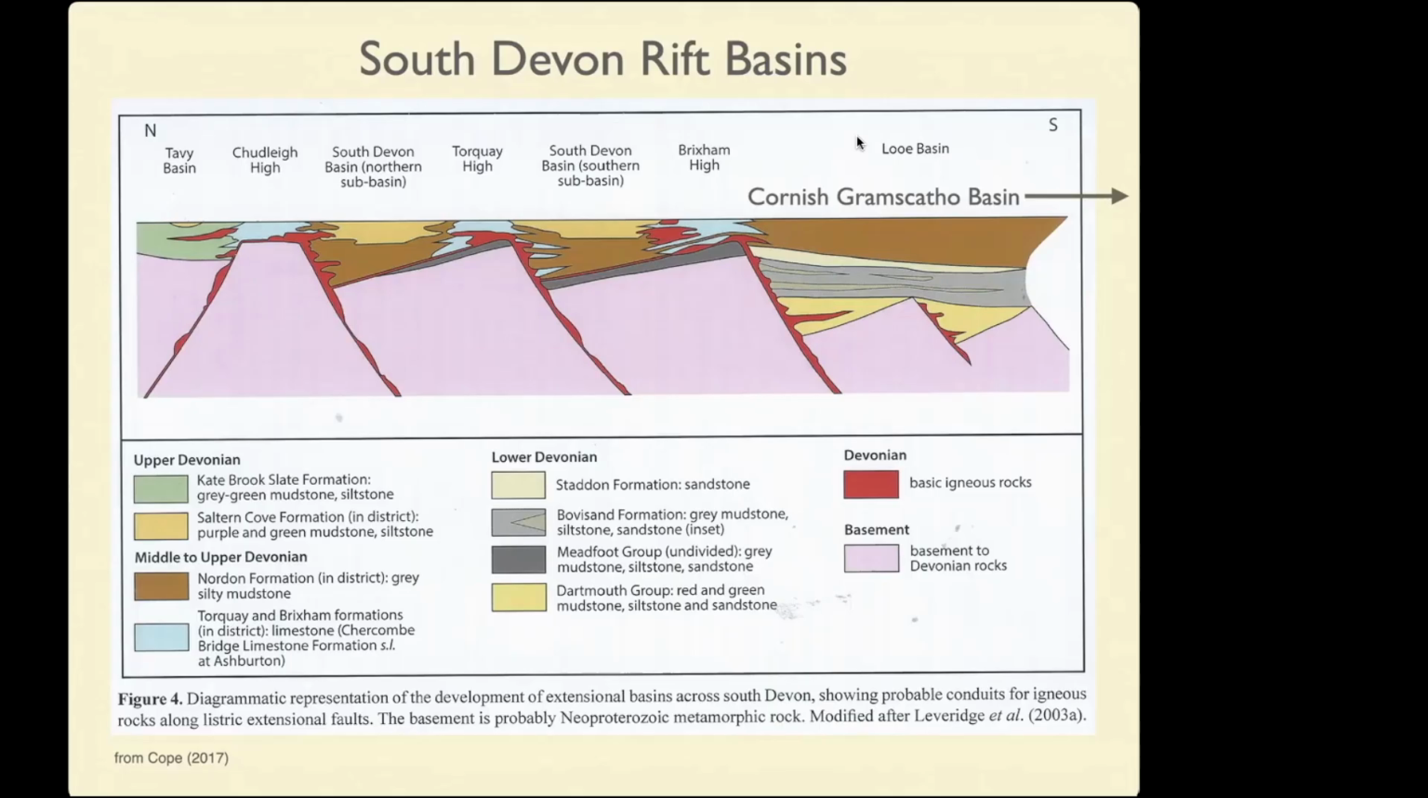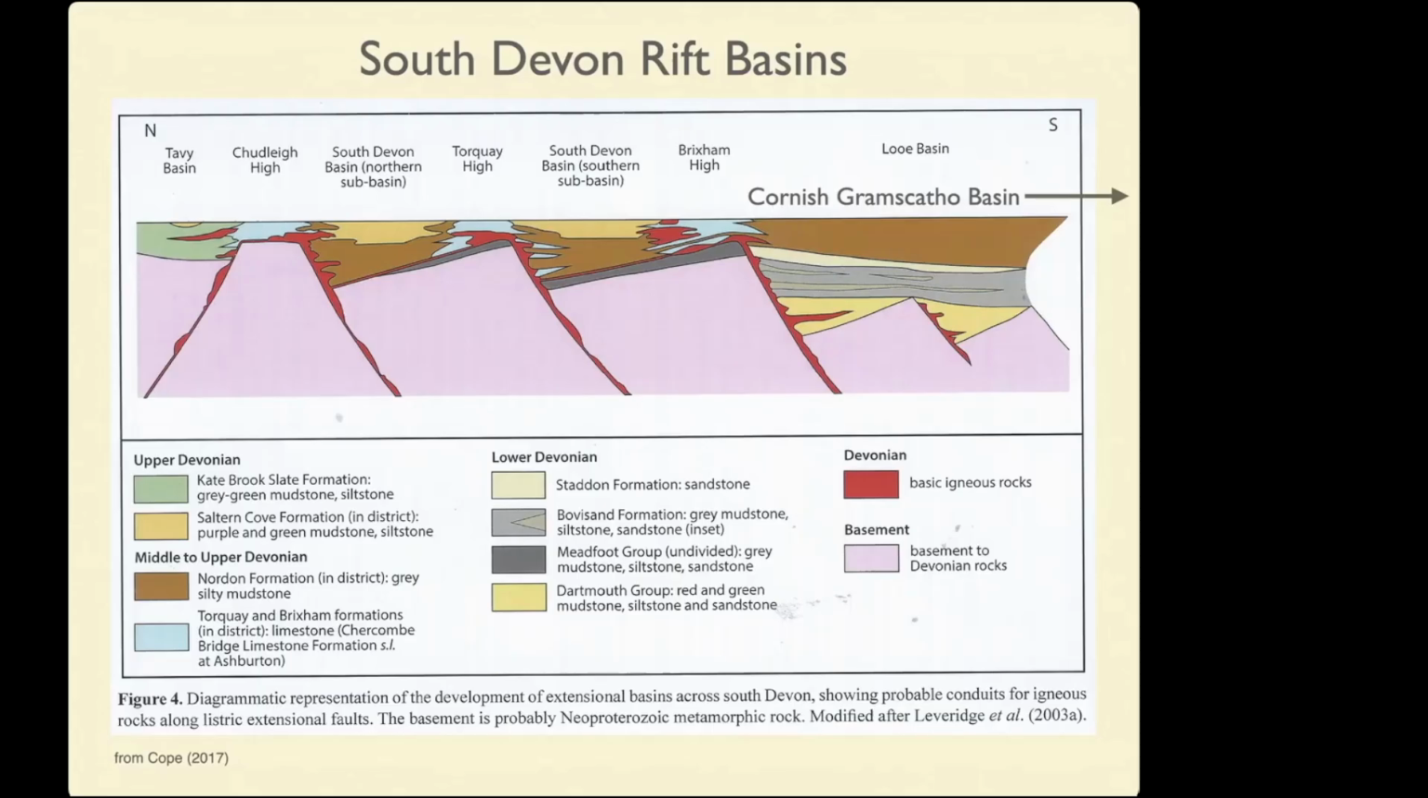So Torquay High, the blue is the limestones, Brixham High, and then you go off into the Loo Basin, and then the next one on, somewhere over here, is the Gramscatho Basin. But basically we're getting deeper. So shallow up here, getting slightly deeper, Loo Basin, deeper water, and then the Gramscatho Basin is actually a deep water basin, with deep water sediments.